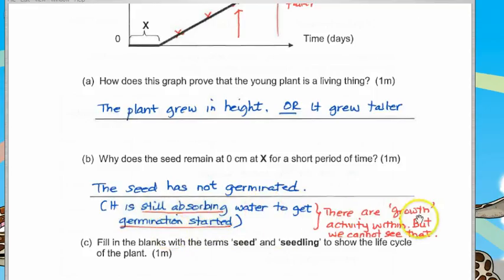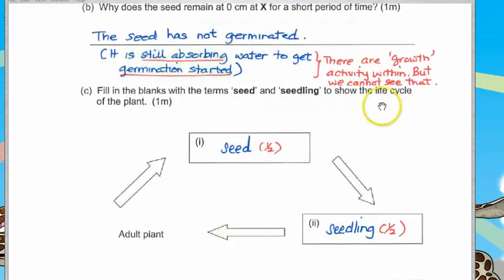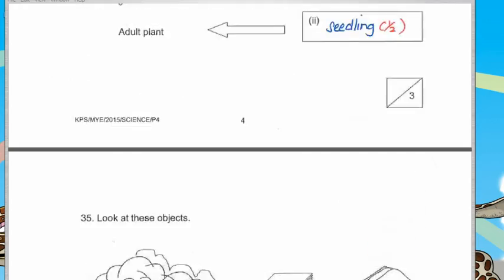Now, there are growth activities within, but we cannot see them. Oh, sorry, there are growth activities within, it means within the seed itself. It's just that we cannot see the shoot coming out. It is just developing, getting the roots and the shoots coming out, and probably within the seed it does not grow much. It remains 0 until the roots and the shoots sprout out. Now fill in the blanks with the terms seed and seedling. Now this is straightforward, self-explanatory, seed and seedling. Let's continue.